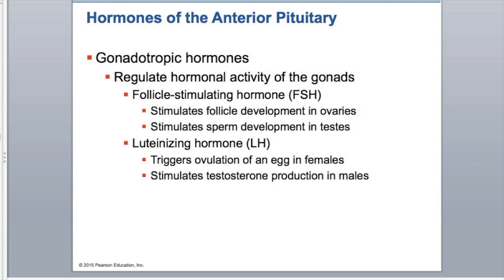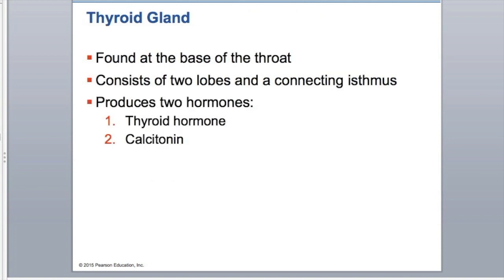And then you've got your gonadotropic hormones. They regulate the activity of your sexual organs. Follicle stimulating hormone stimulates the follicle development and sperm development in ovaries and testes respectively. And then your luteinizing hormone triggers ovulation in females and stimulates testosterone production in males.